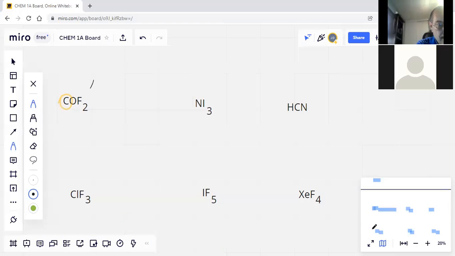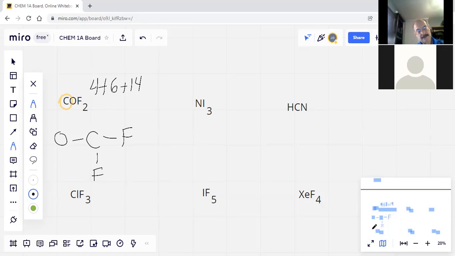So basically, we have 4 from carbon plus 6 from oxygen plus 2 times 7, right, which is 14. So that gives us 26 electrons. We're going to put carbon in the center. We're going to connect fluorine. We're going to connect fluorine. We're going to connect oxygen. That gives us 6 electrons, right? Remember that we count each one of these as 2. We have 2, 2, 2 is 6. And now we're going to place the rest of the electrons as dots. So we need to put essentially 18 of them. And we start around 1, 2.